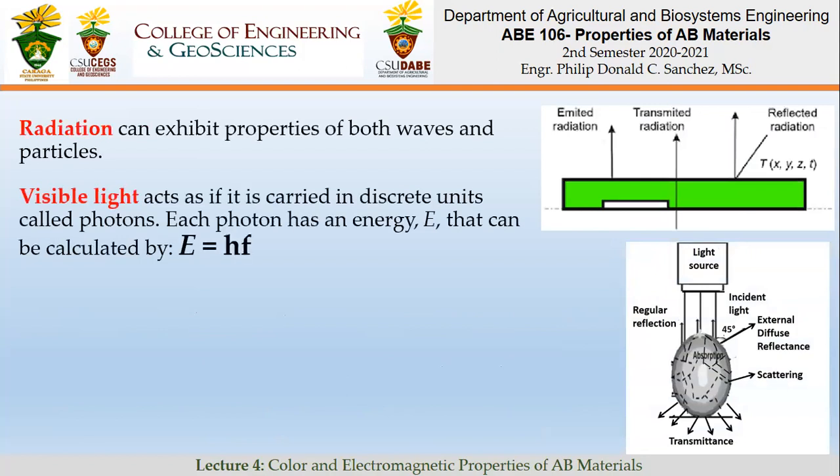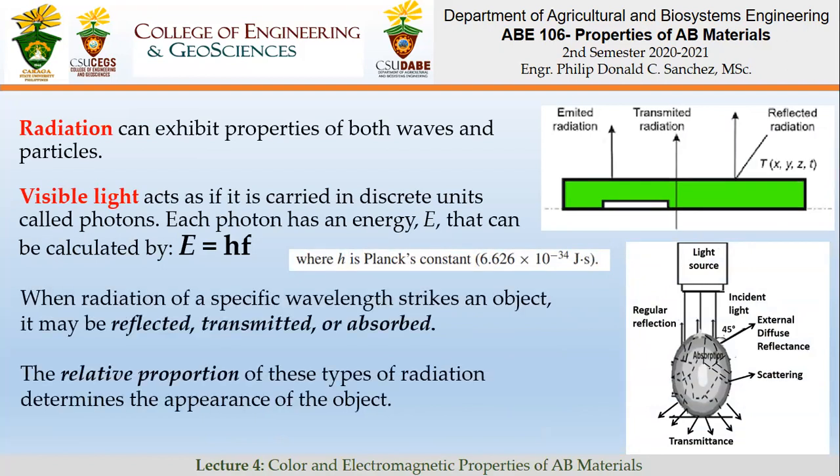Basically, radiation can exhibit properties of both waves and particles. Visible light acts as if it is carried in discrete units called photons. Each photon has an energy E that can be calculated by the equation E equals h times f, where h is Planck's constant and f is the frequency of that certain wavelength. When radiation of a specific wavelength strikes an object, it may be reflected, transmitted, or absorbed.